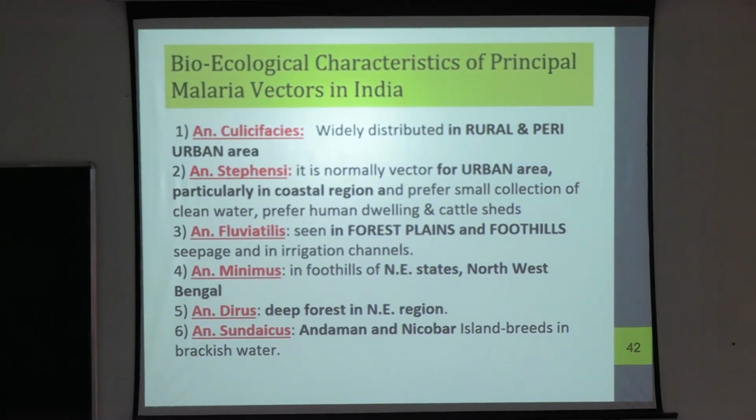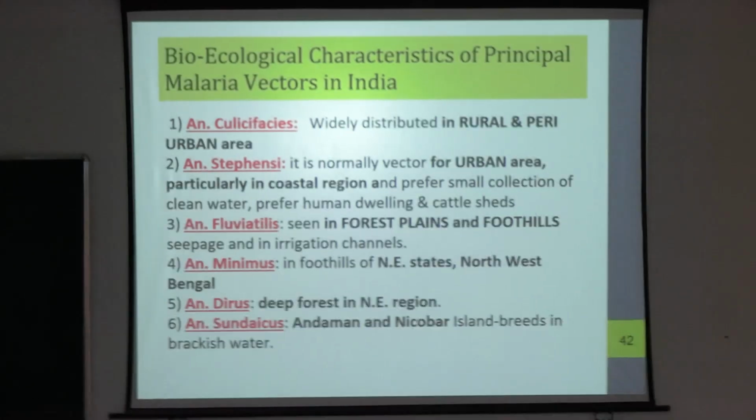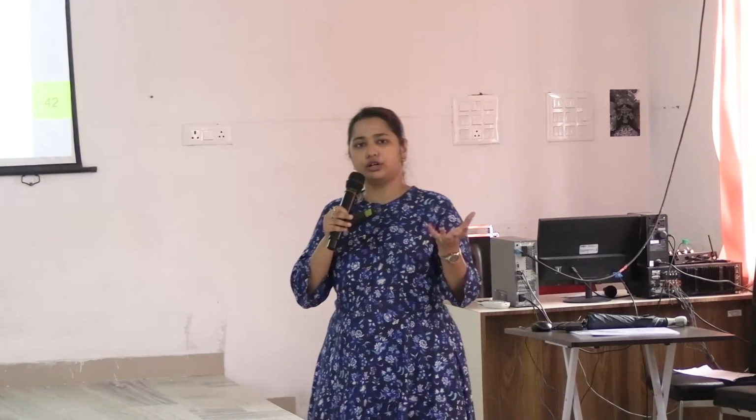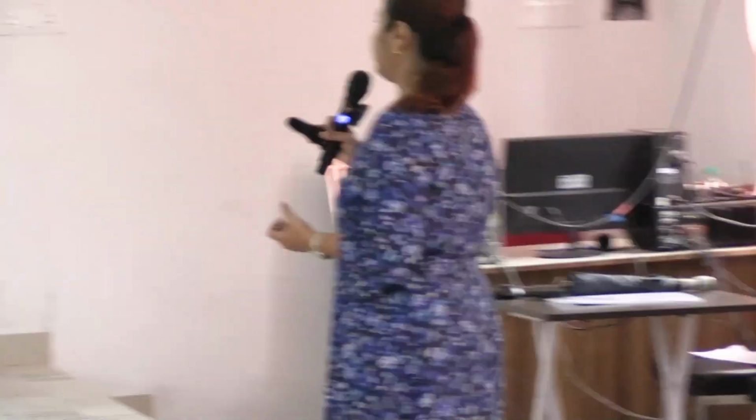Then comes the urban area. What is there in the urban area? Anopheles stephensi. Okay? Particularly in the coastal region, and they prefer small collections of clean water, and prefer human dwellings and cattle sheds. Wherever there is human activity, the Anopheles stephensi mosquito is mainly present there. Then in the tribal forest, as you saw, there is Anopheles fluviatilis. It is in the forest plains and foothills, seepage and in irrigation channels.